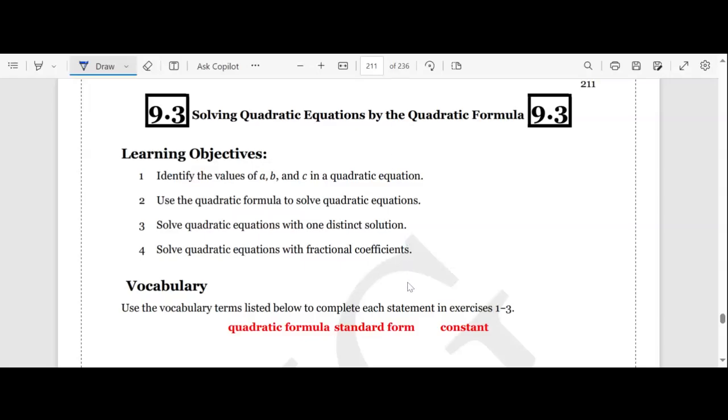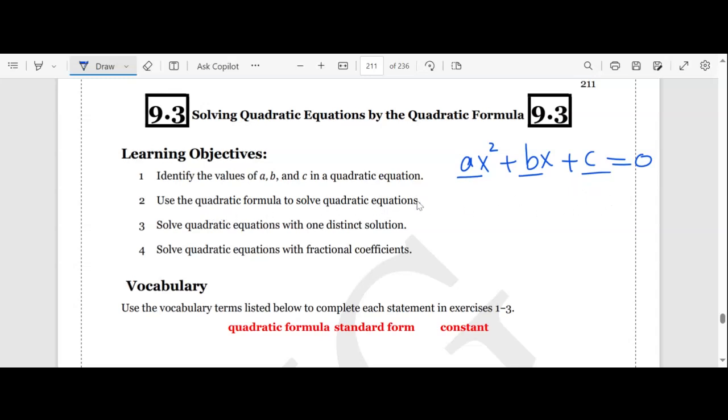9.3 Solving quadratic equation by quadratic formula. Identify the values of a, b, and c in the quadratic equation. So if you have a quadratic equation like this, you have to identify how much the value for a, how much the value for b, and how much the value for c.